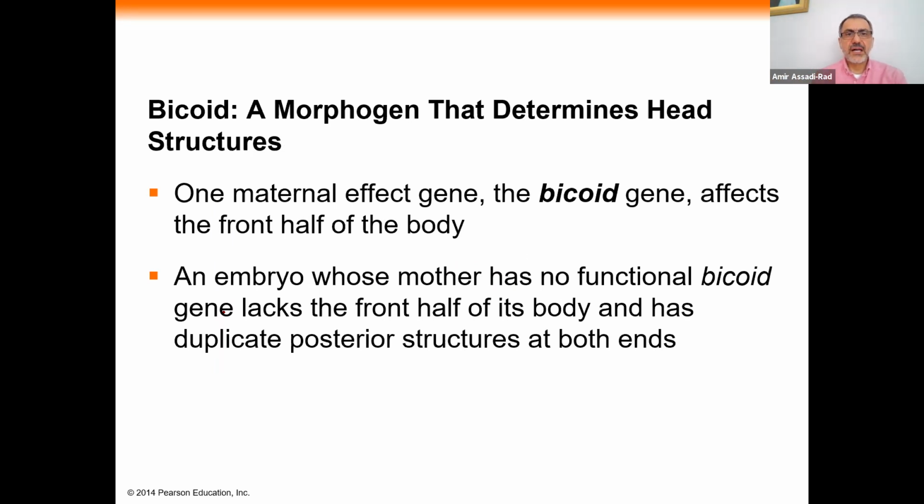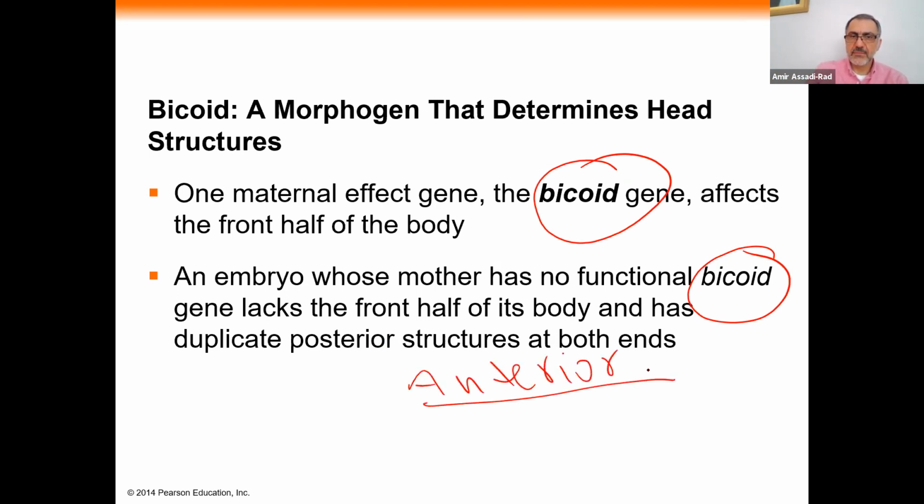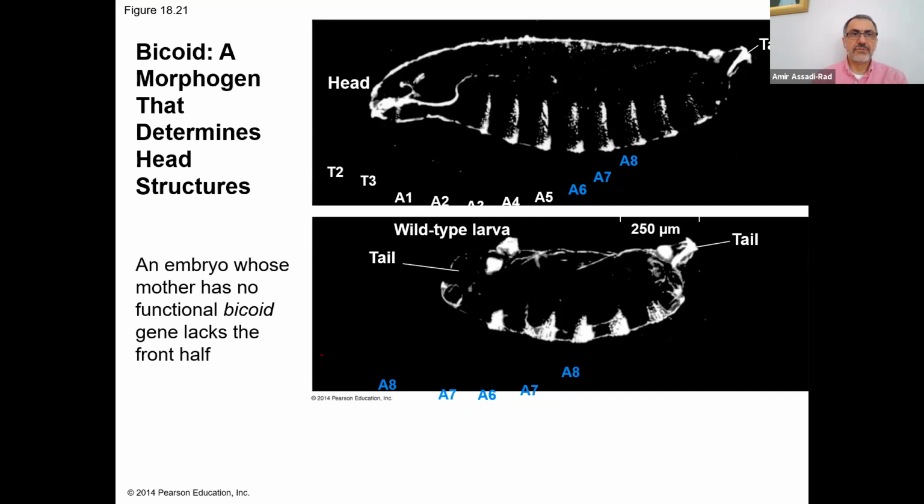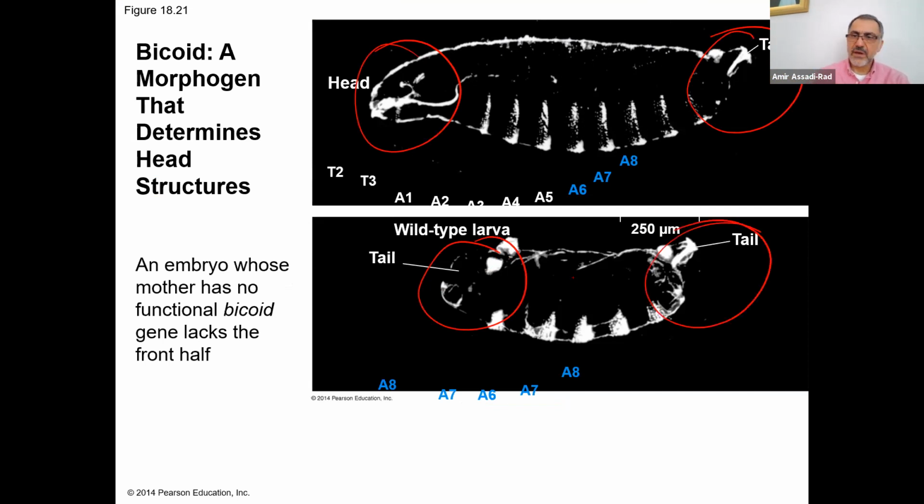That is something you should know. One maternal effect gene, the bicoid gene, there are a few quiz and exam questions from this. An embryo whose mother has no functional bicoid genes lacks the front half of its body. So bicoid gene, remember I was talking about posterior and anterior. These are the genes that determine the posterior and anterior of the animal. Here they are, bicoid morphogen that determines the head. You have the head, you have the tail, and if it is mutated, there is a tail and there is a tail, there is no head.